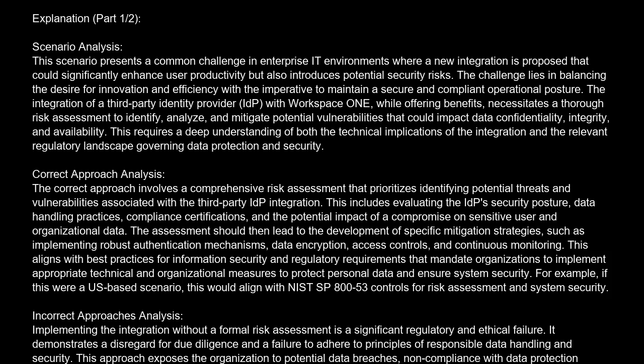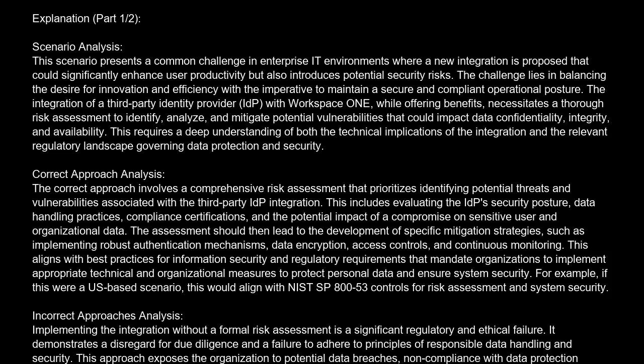assessment to identify, analyze, and mitigate potential vulnerabilities that could impact data confidentiality, integrity, and availability. This requires a deep understanding of both the technical implications of the integration and the relevant regulatory landscape governing data protection and security. Correct approach analysis.